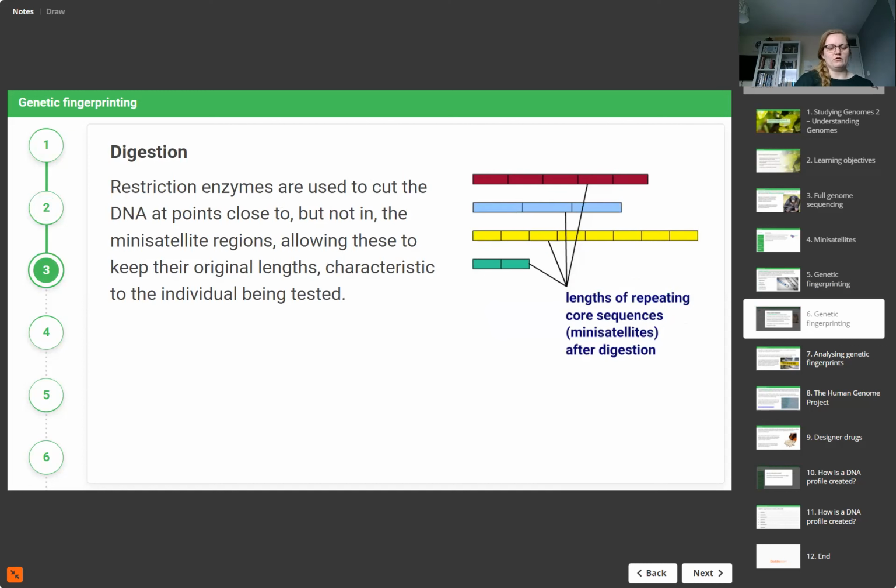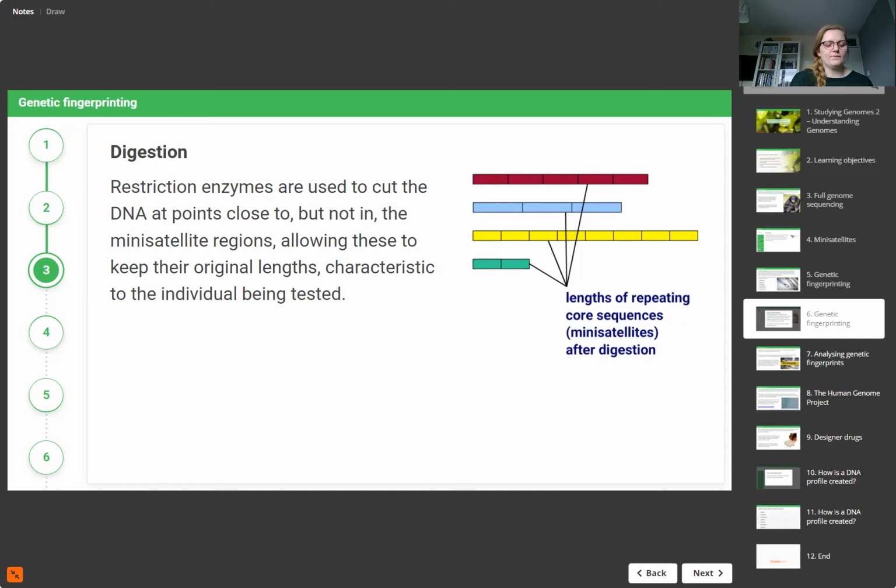So then it goes through something called digestion. We only want those areas that have got those variable number tandem repeats, the minisatellites. So what we do is we use restriction enzymes to cut the DNA at points close to, but not in, those minisatellite regions, allowing these to keep their original lengths characteristic to the individual being tested.